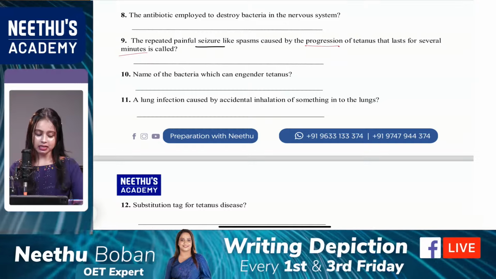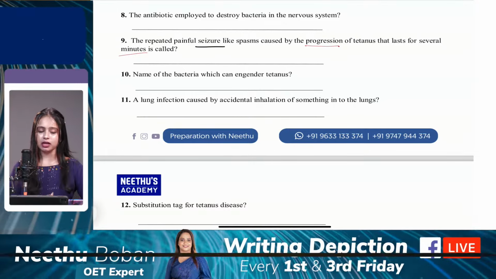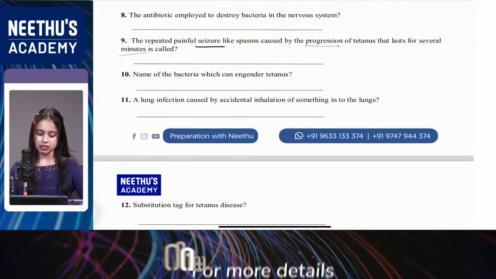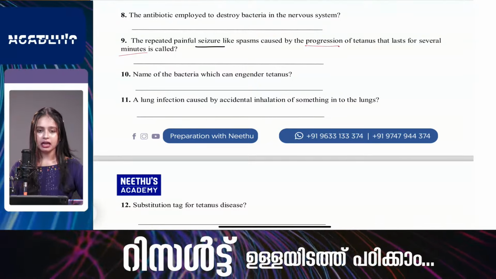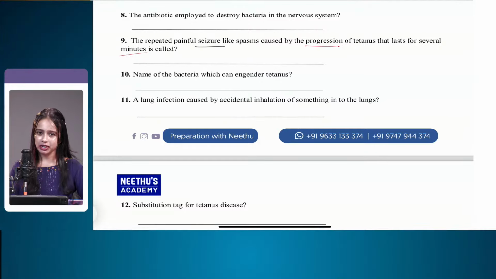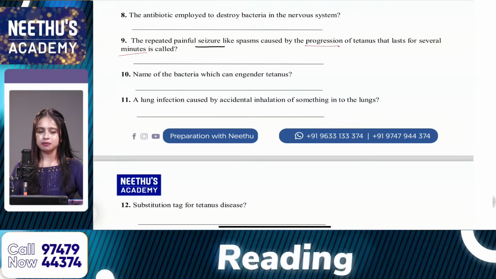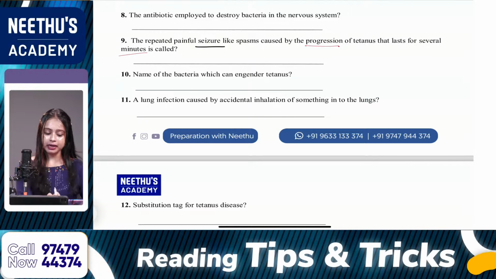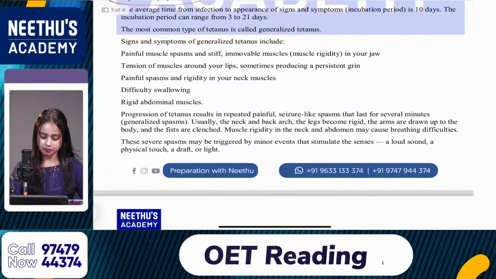Okay, everyone messaged generalized spasms. So that's my doubt, whether it is generalized or generalized spasms. Any idea? Now you guys are confused, right? Just guess what it will be. And yeah, it is from text B. I'll show you the answer.